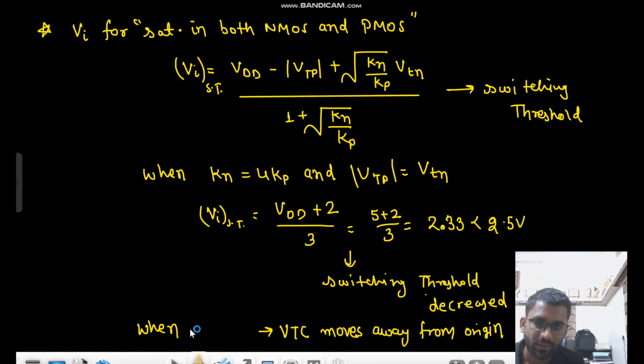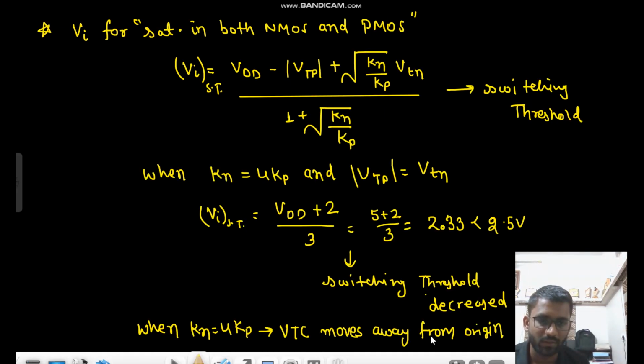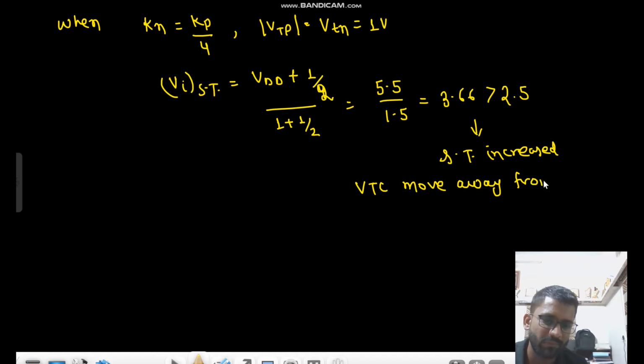And when we can't really generalize it, so what we will write, when Kn is equal to 4 Kp. Okay. And in this case 5.5 upon 1.5, it is equal to 3.66, that is greater than 2.5. Then switching moves towards, here we will write, moves towards origin. Okay. Switching threshold increased. Okay. So VTC moves away from origin.